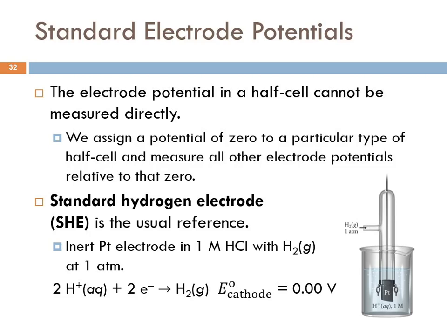The standard state for a gas is 1 atmosphere of pressure. The standard state for an ion in solution is 1 molar. So the reaction that occurs here is 2 hydrogen ions will accept 2 electrons and become 1 hydrogen molecule. And so we all agree, we're going to call that 0. We're going to measure everything relative to that.